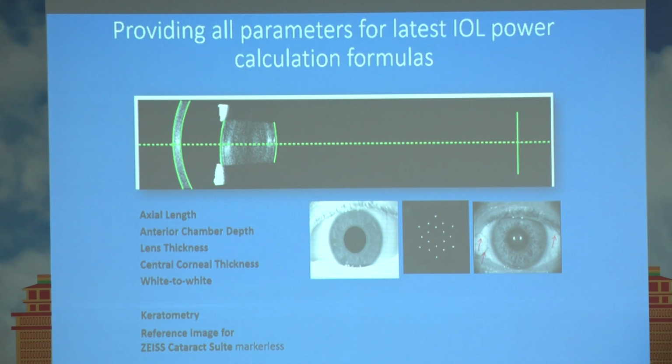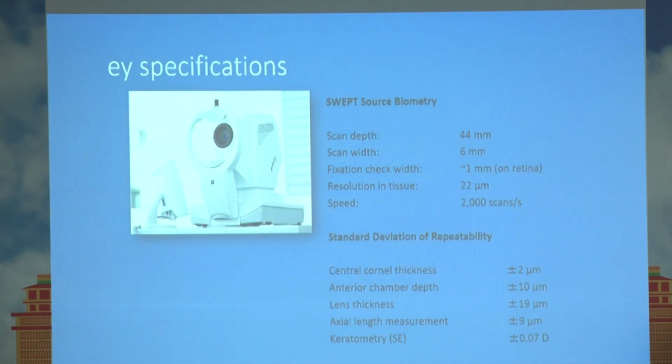You take into account axial length, anterior chamber depth, lens thickness, central corneal thickness, very important white to white, keratometry, and for someone who has a cataract surgery suite, it can even guide a markerless system with the Callisto. Also very important is pupillometry; it even measures the pupillometry.